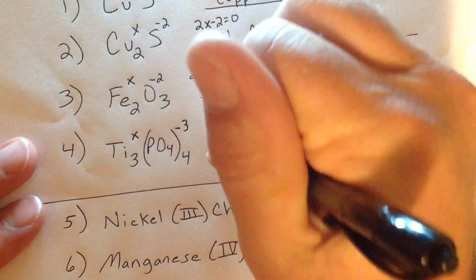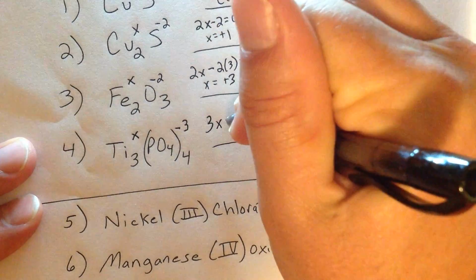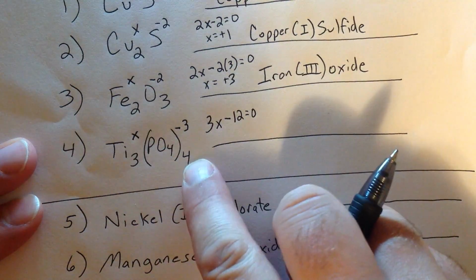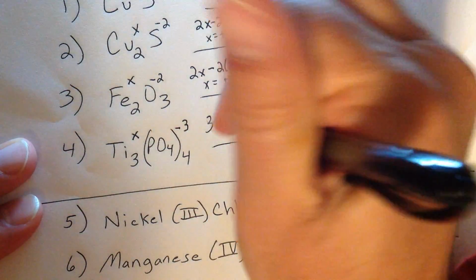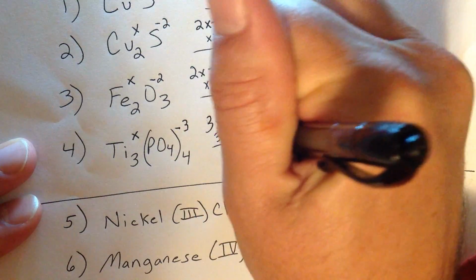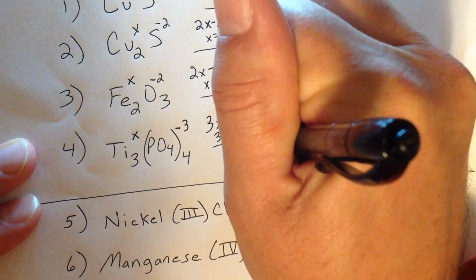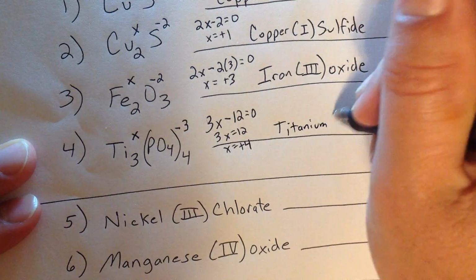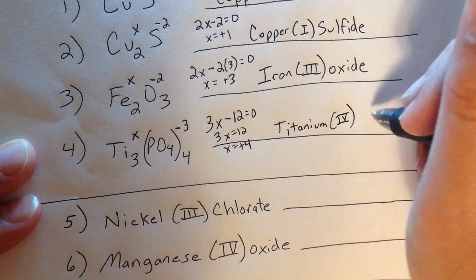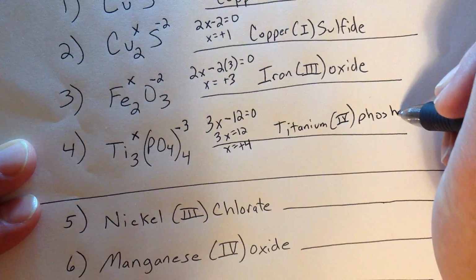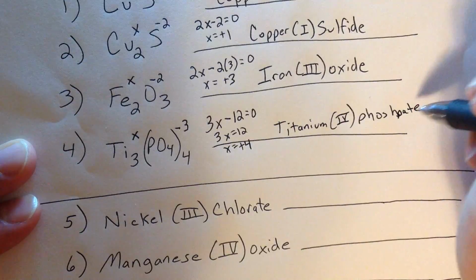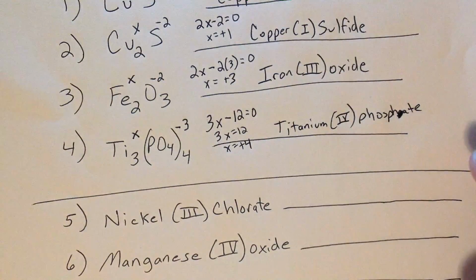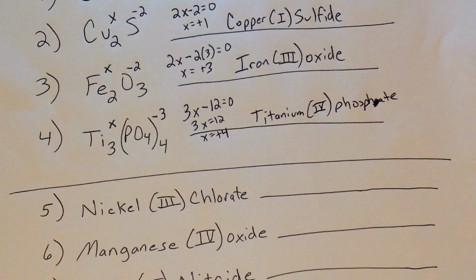So now we're going to simply do our math. 3x minus 12 equals 0. You see where I got the 3x? You see where I got the -12? And equals 0. So we're going to go 3x equals 12 and x equals +4. So the name of this one would be titanium 4 phosphate. Oops, put the P on the wrong side. Sorry about that. Titanium 4 phosphate. Let you look at that for a second.